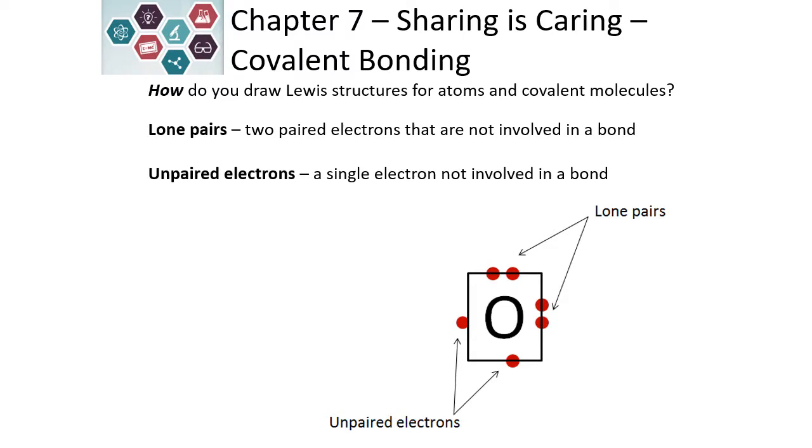When we draw our Lewis structures, we write the elemental symbol in the center and put an imaginary box around the outside. When we start to add our valence electrons, we put 1 electron on each side of the box until we have 4, and then we start pairing them. Those paired electrons are what we call lone pairs, and they are not involved in a chemical bond. If there is a single electron on a side, that is called an unpaired electron.